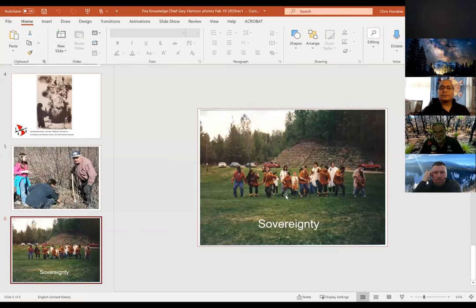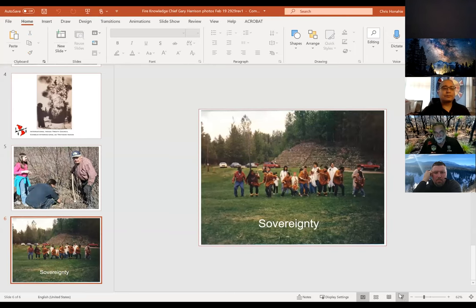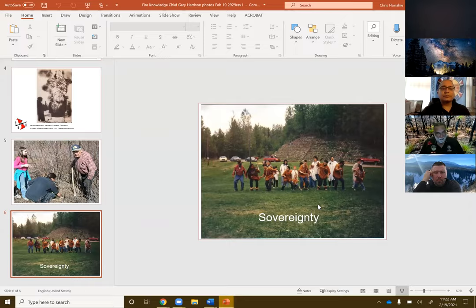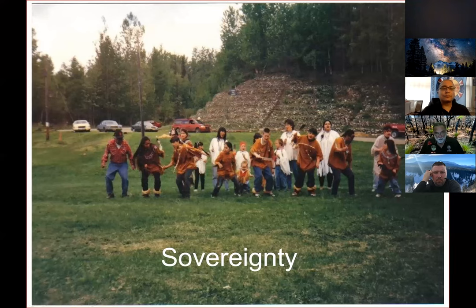One of the things we've been working for is sovereignty. And part of the sovereignty we want to work for is to be able to take care of our forests in the traditional way, which would help prevent a lot of the forest fires that they have now. That's about all I have for now. If there's any questions, I could try and answer questions.